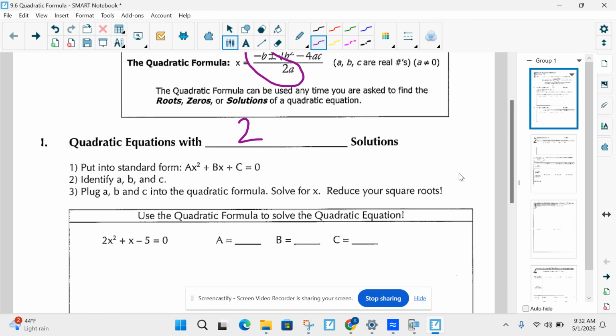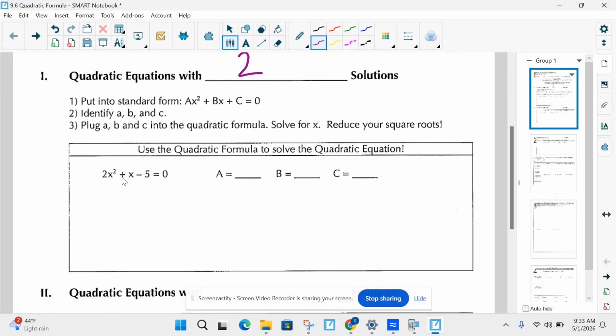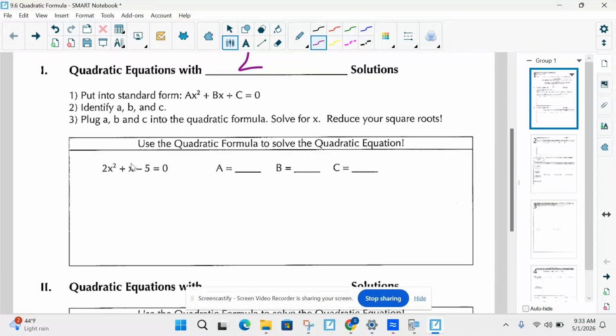So the first step is to put it into standard form and make it equal to 0, because we're finding the zeros of the function using this quadratic formula. And then identify your a, b, c, plug it into the formula, simplify, and get your answer. So our a is 2, our b is 1, and our c is -5. When I write my quadratic formula, I like to write x equals and then a big fraction bar. And we're always going to show our work. We're not just going to type it into our calculator off the bat.